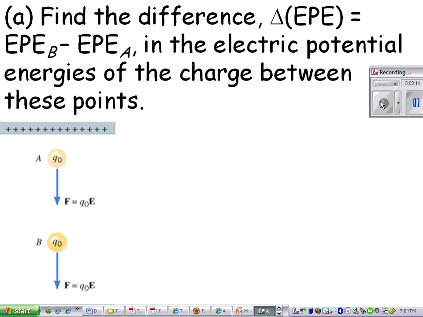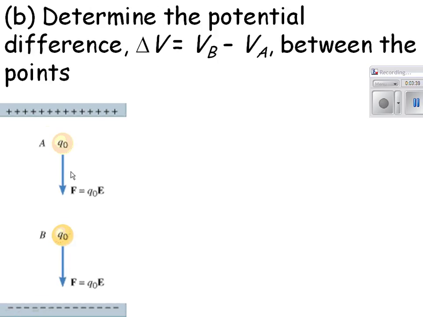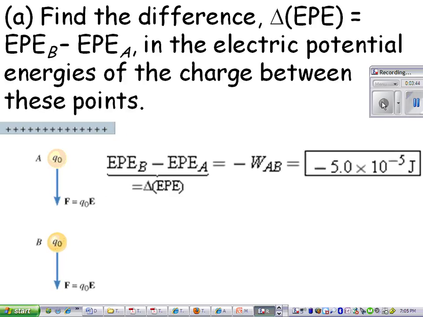So let's say we want to find the electric potential difference. We want to find the difference in electric potential energy of the charge between these points. We can go ahead and just say it's equal to the negative work being done. The change in the electric potential energy equals negative 5 times 10 to the negative 5th joules. The work was positive because our force was down and our charge and our displacement was down. But the change in electric potential energy is negative because the electric potential energy actually decreased. It became lesser.